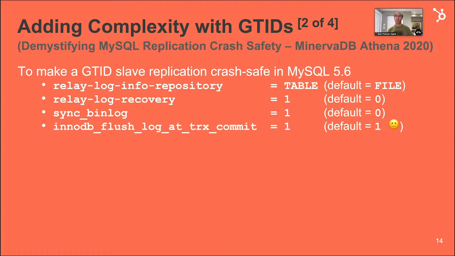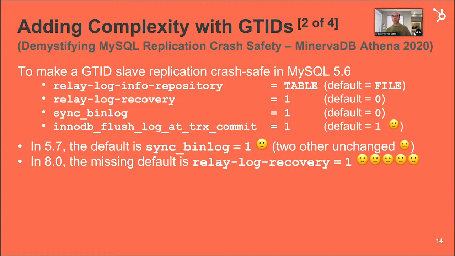Relay log repository to table, relay log recovery, same thing for file and position. Sync binlog equal 1, and also flush log at trx commit equal 1. When we use sync binlog set to something not 1, we usually don't set flush log at trx commit to 1. But for crash safety, we need those two to be equal to 1.